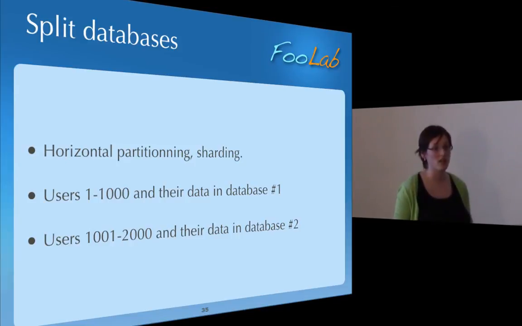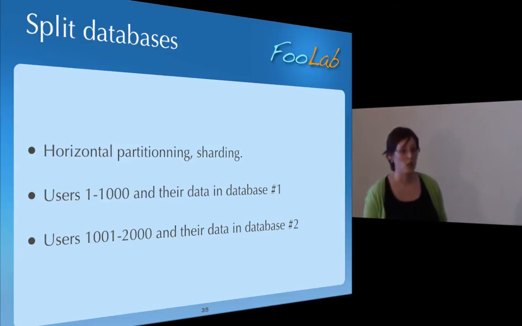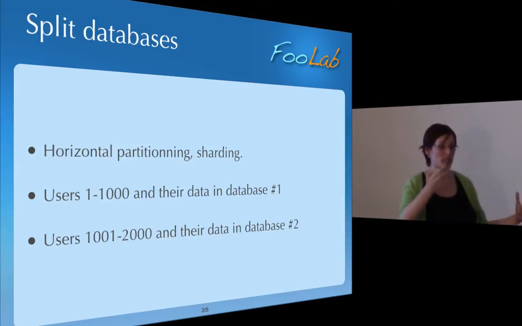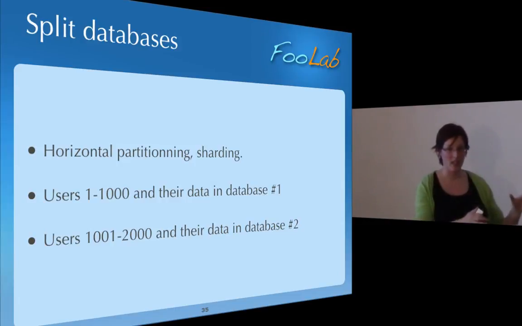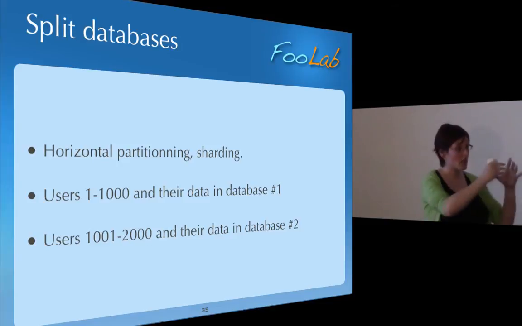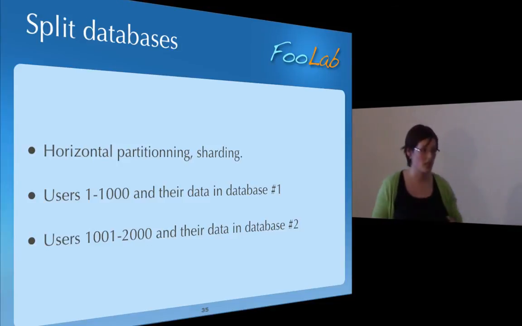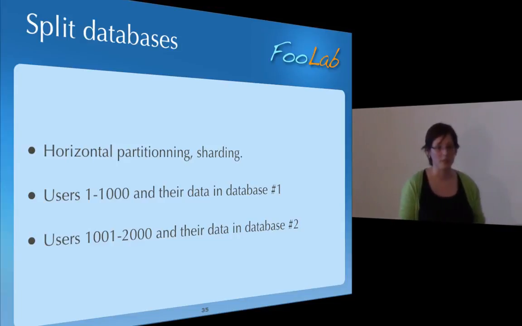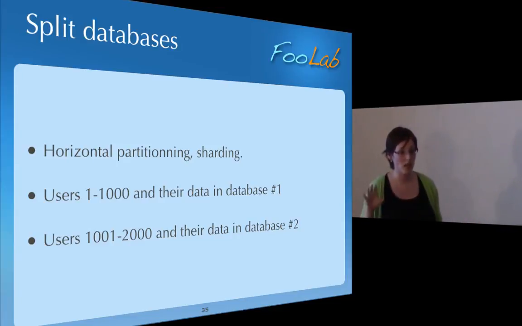You can also split databases. It's also called horizontal partitioning. Some people call it sharding. The way it works is basically users, say 1 through 1000, are going to have all of their data in database 1. So they're identical in structure but contain different data. So everything for that user is in database 1, and 1001 through 2000 are in database 2.